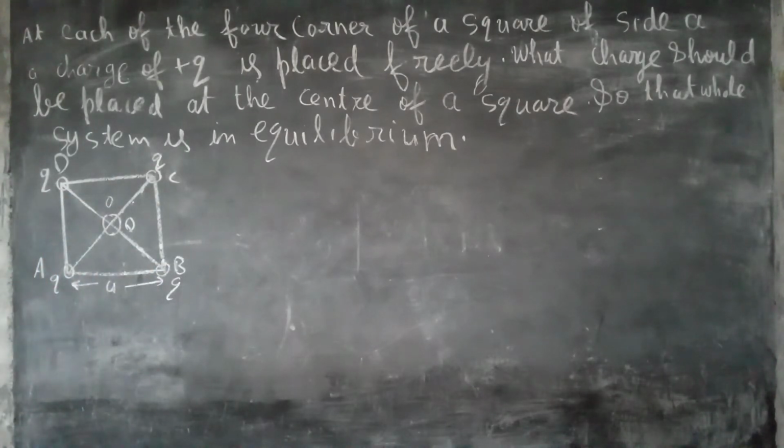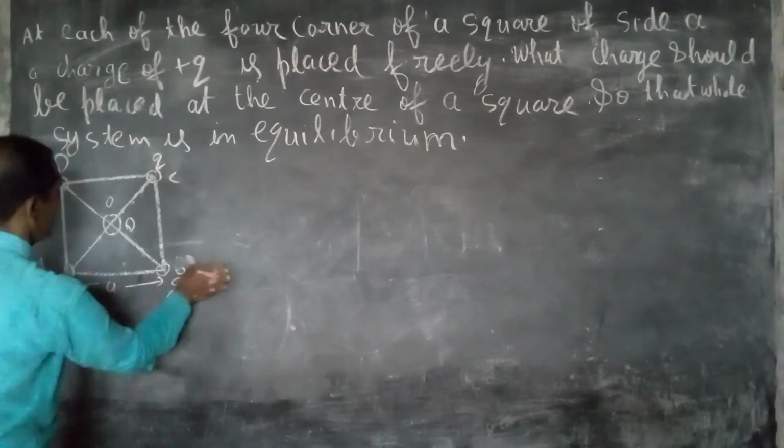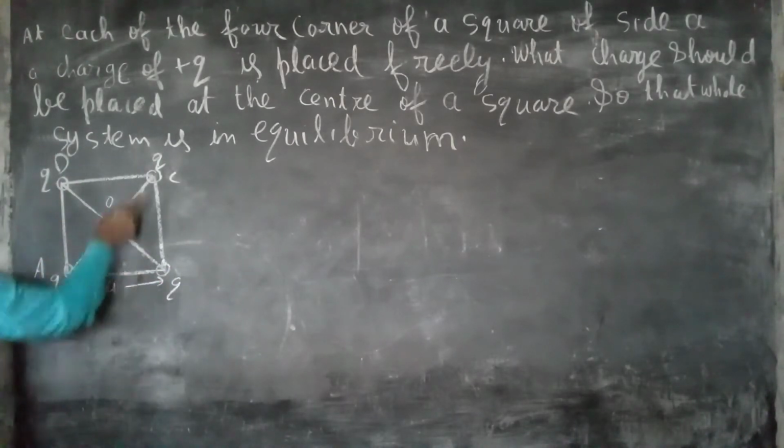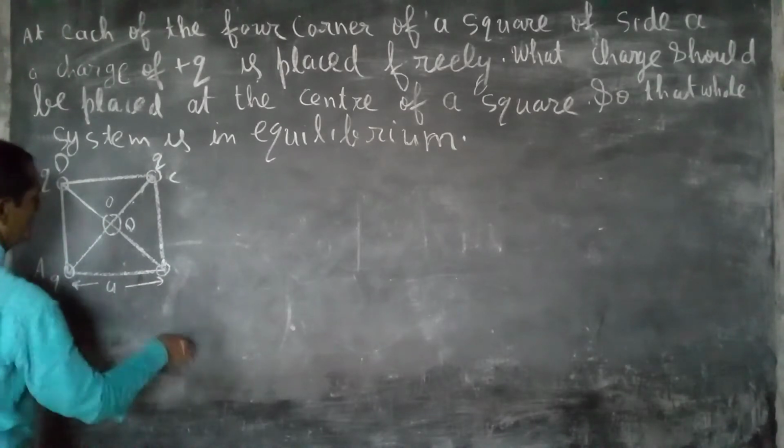If the system is in equilibrium, then the force on any one of the charges located at a vertex will be zero. So we find the resultant force on the charge placed at any one of the vertices, and this force must equal zero. Then we get the unknown charge Q. So we study the equilibrium of any one of the charges placed at a vertex. We can take any charge A, B, C, D, but here we take B.